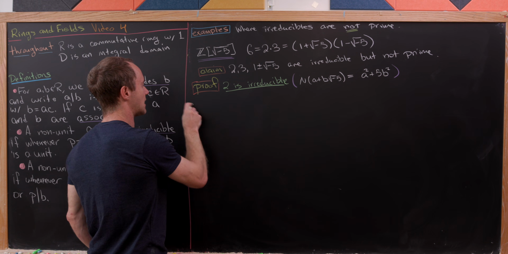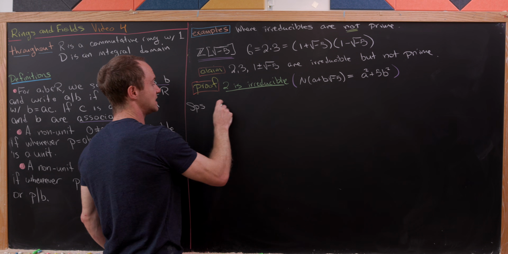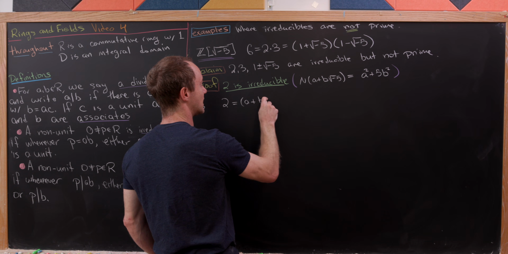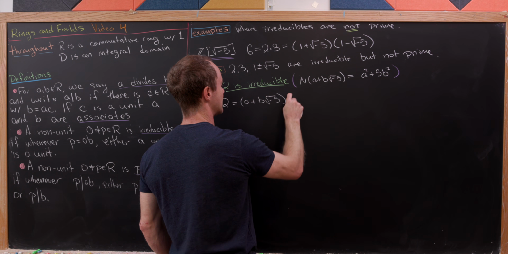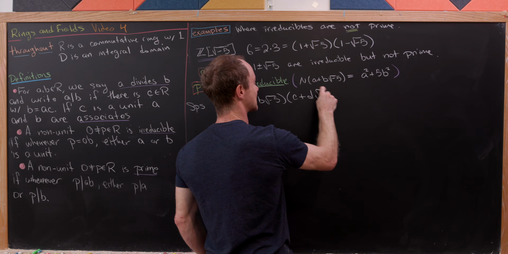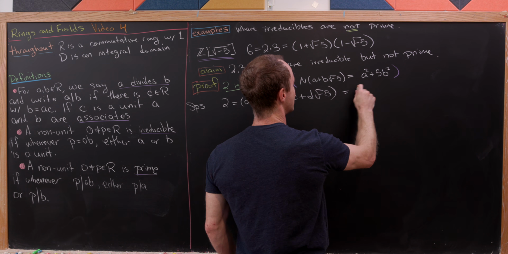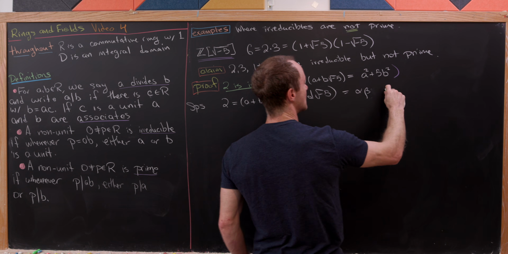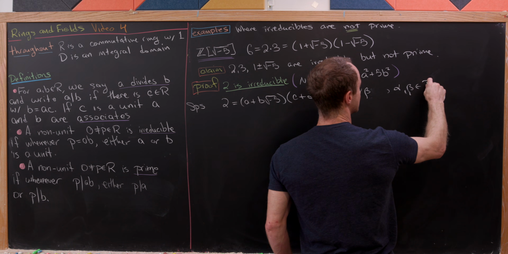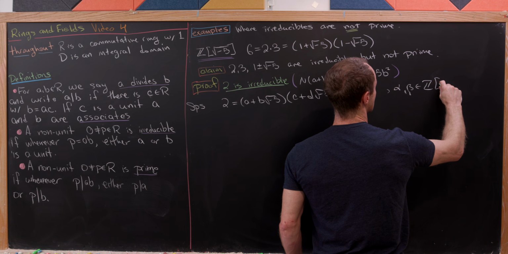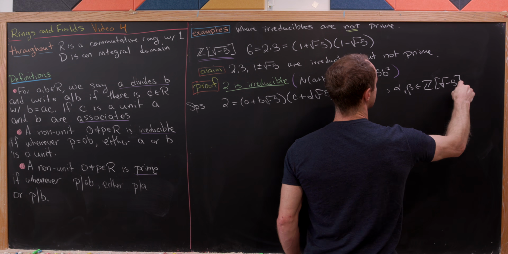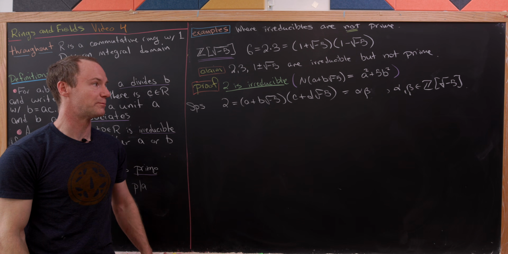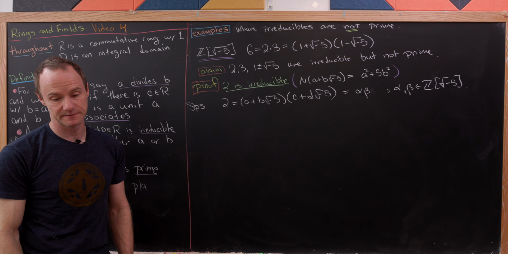Okay, so now let's suppose that we can factor 2. Maybe we factor it as (a plus b times the square root of minus 5) times (c plus d times the square root of minus 5). Maybe we could think of this as alpha times beta, where alpha and beta are in Z adjoined the square root of minus 5. Now what we'd like to show is that either alpha or beta is a unit.